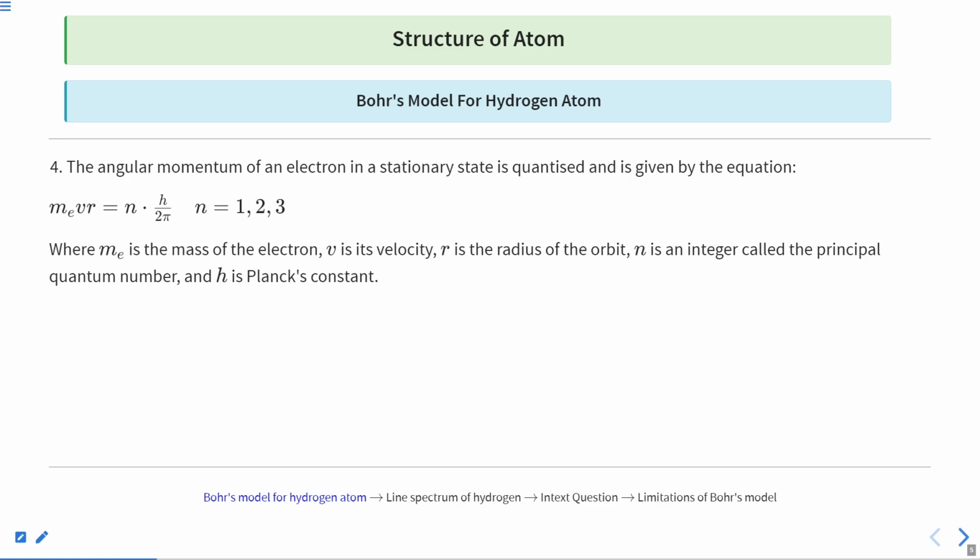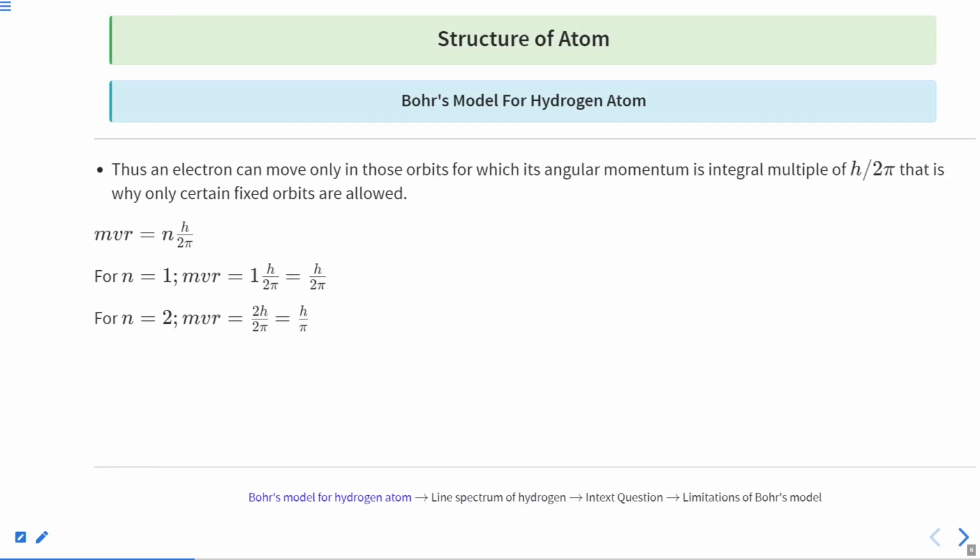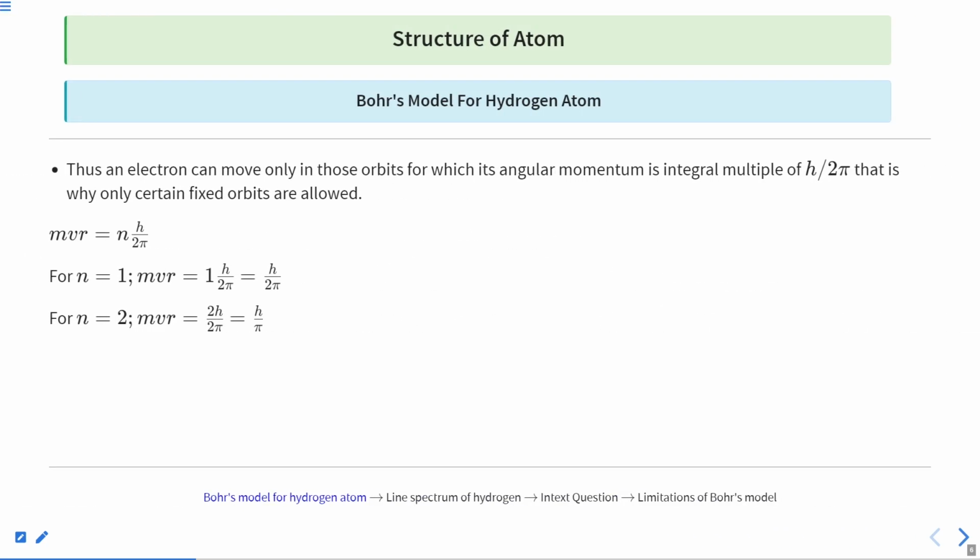Clear? So this is the most important formula, defining that we have a quantized state. Quantized states are those in which the angular momentum is nh by 2 pi. Next postulate: if n is equal to 1, then mvr will be equal to h by 2 pi. For n equal to 2, mvr is equal to h by pi. So these are the allowed orbits.